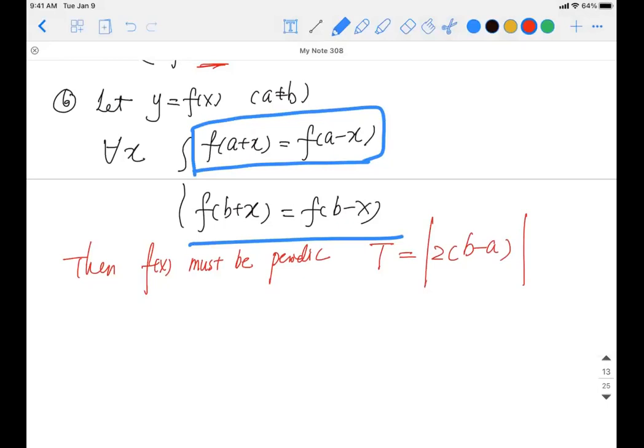Somebody says 2a is a period. No, I don't think so. f(a plus x) equals f(a minus x) does not necessarily mean 2a is a period. f(x) equals f(x plus 2a) would mean 2a is a period, right? But you won't be able to say that 2a is a period here. What else? But nice try though, right? What else? What does it mean?